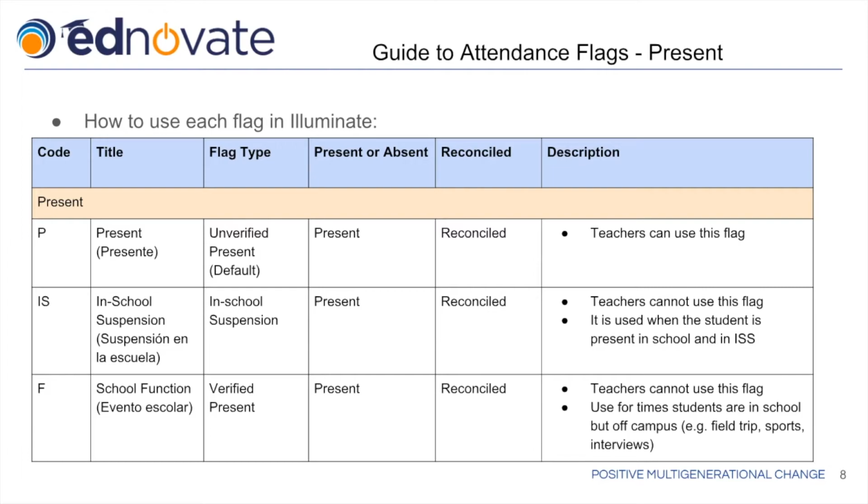So the student is in school, but they aren't in their normal classes, and teachers cannot use that flag. They would probably mark the student as absent because they haven't seen them, and the office needs to go in and mark that as in-school suspension for any schools who have that. If a student is at a school function like sports, a field trip, interviews, a college trip, that would go under F for school function.